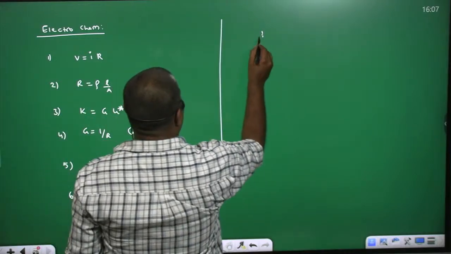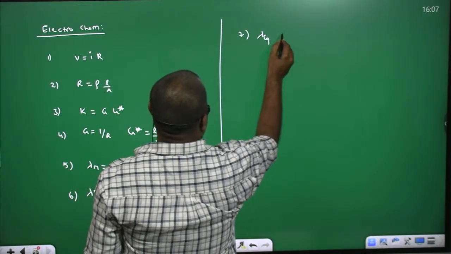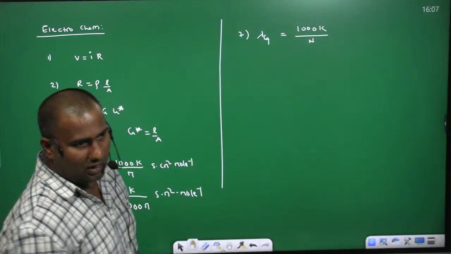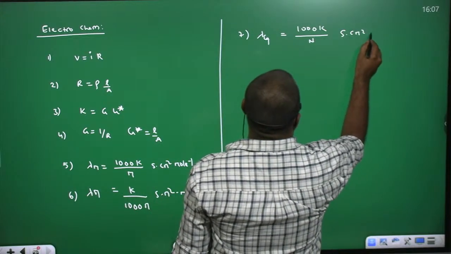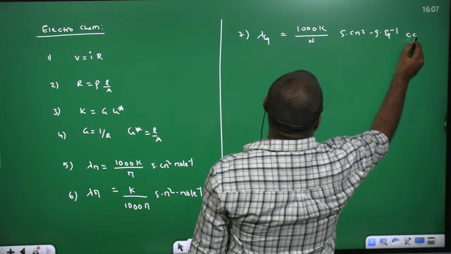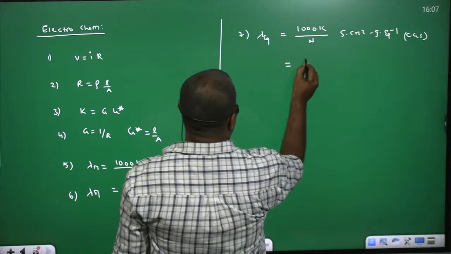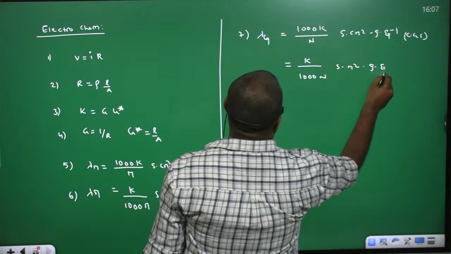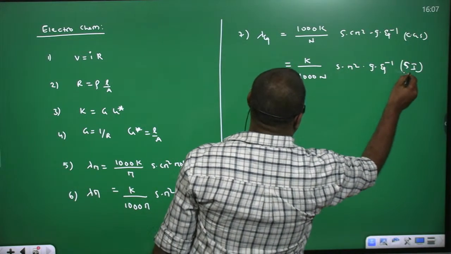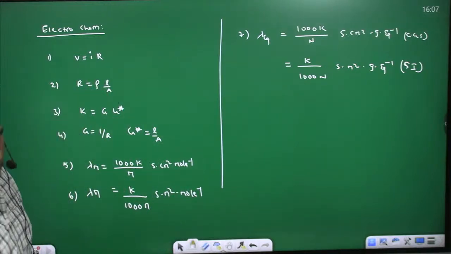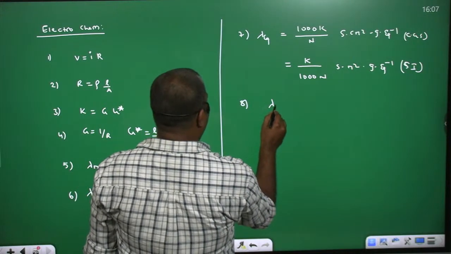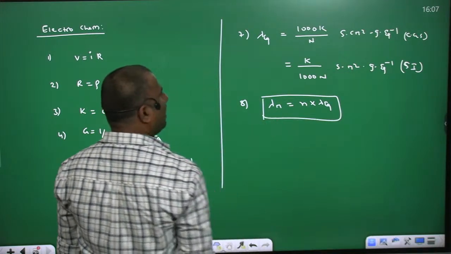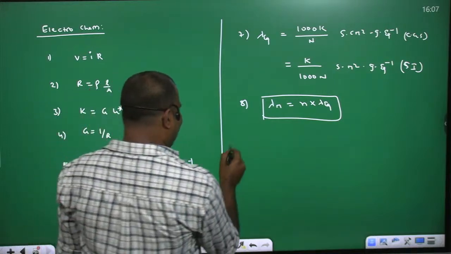If you need to find equivalent conductance, what is the formula? Lambda Eq equal to 1000 K by normality. The units are Siemens centimeter square gram equivalent inverse. This is CGS units. If you need to write in SI units, that is K by 1000 N, Siemens meter square gram equivalent inverse. This is SI units. The relation between lambda m and lambda Eq: lambda m equal to N factor into lambda Eq. Next, Faraday's laws.